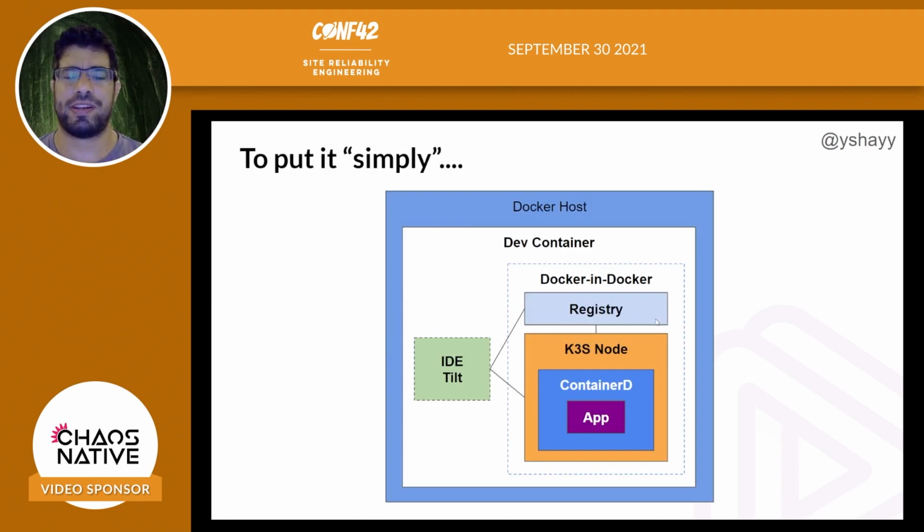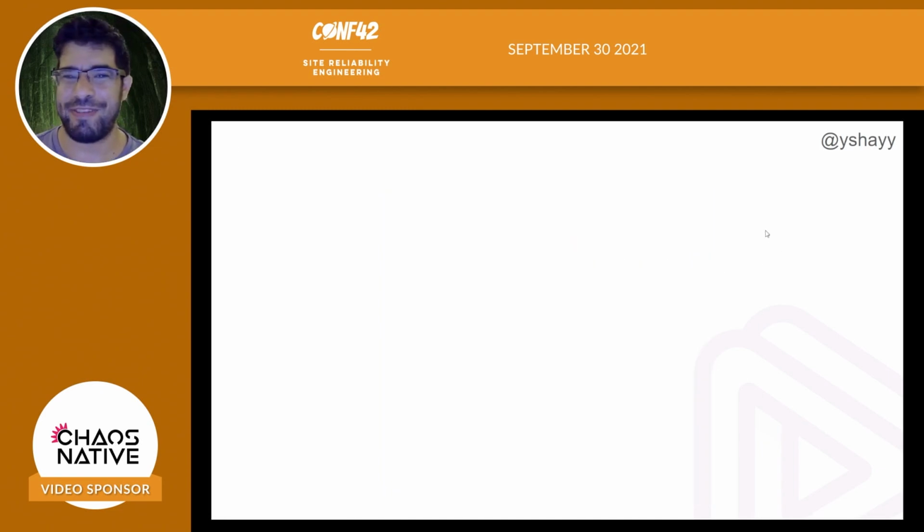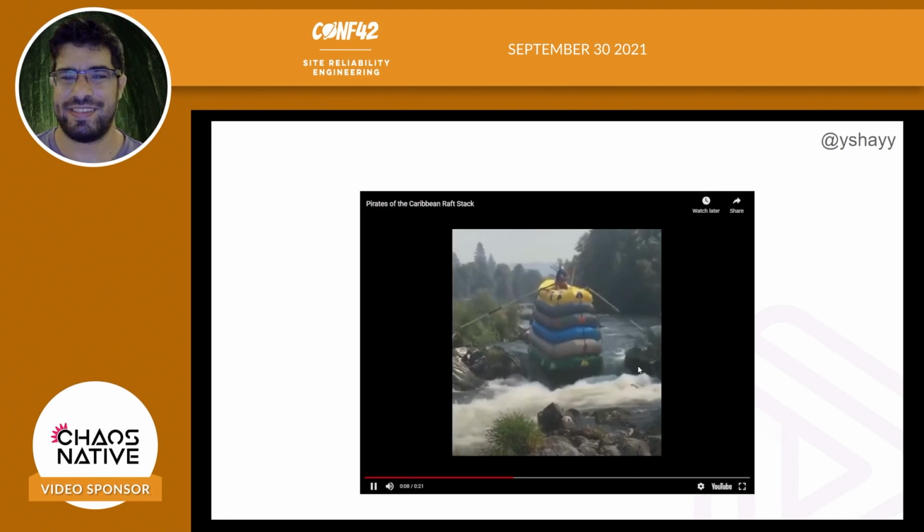If we put it in terms of what's happening in this example, we have our Docker machine, our Docker host. Inside we have a dev container. Inside we have our IDE. In the dev container we also have Docker and the Docker daemon that has a registry and a K3S node that runs containerd that runs our application. Or if we try to put it more visually, it's something like that.